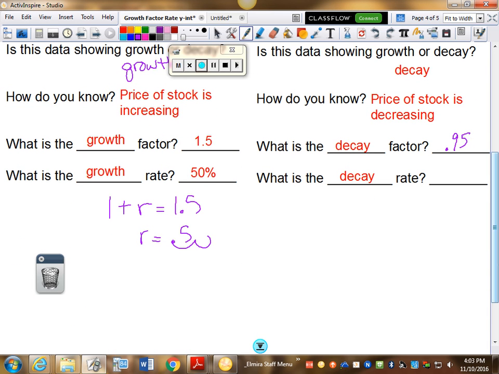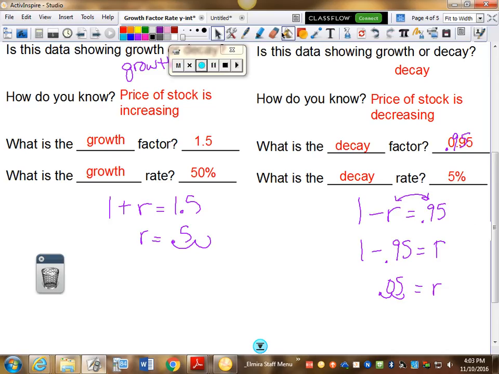My rate, since this is decay, it's 1 minus R equals 0.95. And then these two can switch places. 1 minus 0.95 equals R. R equals 0.05. Move the decimal over 2 times. And my rate is 5%. I keep forgetting I typed this out and I start handwriting it.